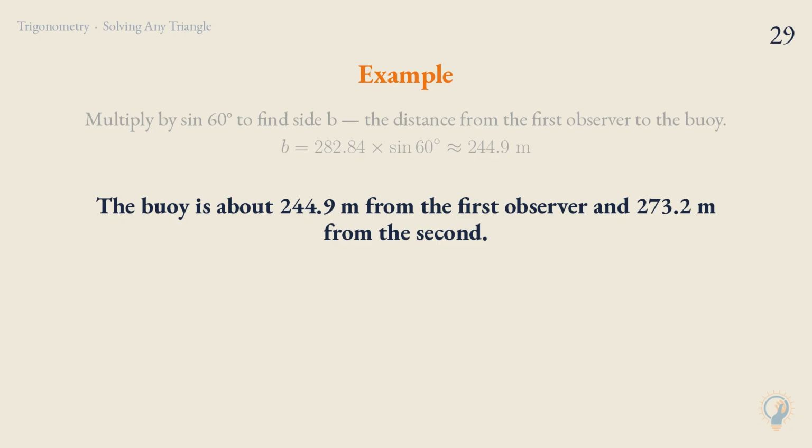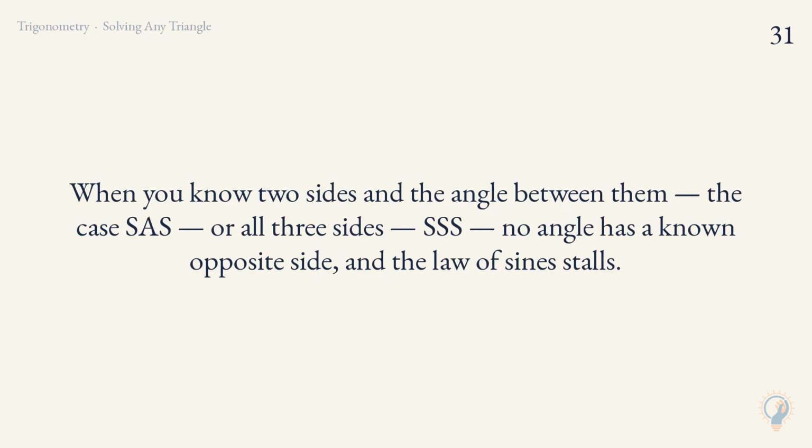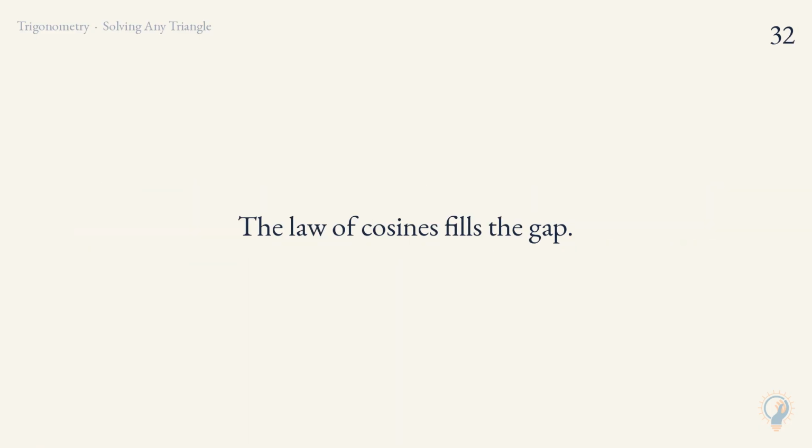The law of cosines. When you know two sides and the angle between them, the case side-angle-side, or all three sides, side-side-side, no angle has a known opposite side, and the law of sines stalls. The law of cosines fills the gap.